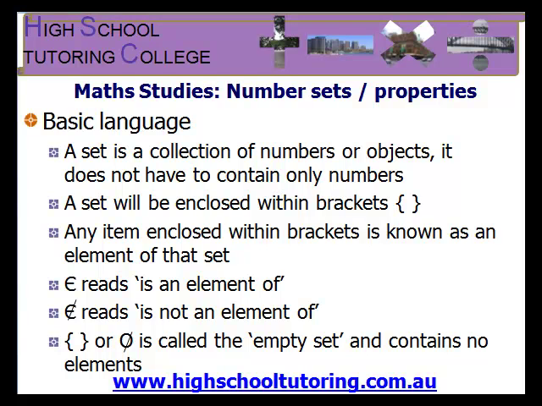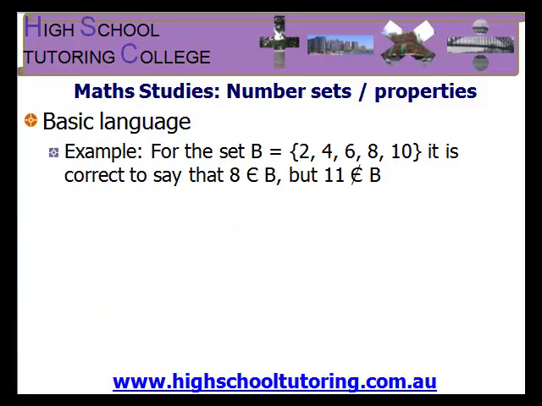A set will always be enclosed within brackets, with any numbers or objects enclosed within these brackets being known as an element of that set. For example, for the set B, which contains the elements 2, 4, 6, 8 and 10, it is correct to say that 8 is an element of B, whereas 11 is not an element of B.